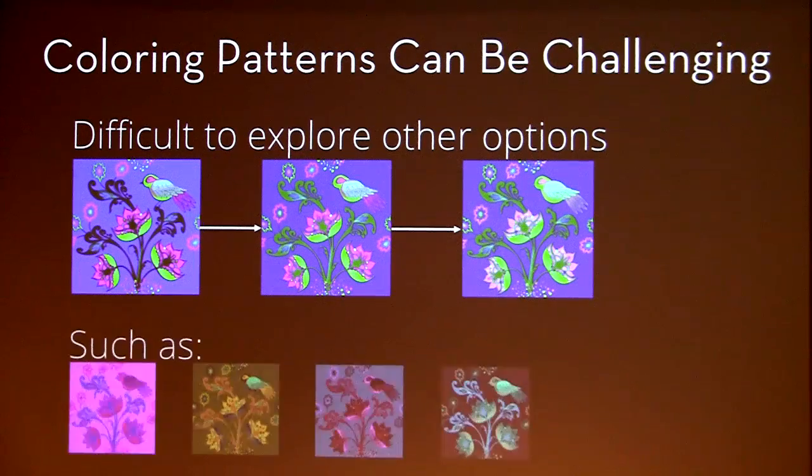By making local tweaks, it can also be difficult to explore other farther away, but also interesting options. For example, these warmer colored patterns. The gold one is actually pretty nice, and it's not something that I might have thought of beforehand. So, how can we better explore the coloring space? Can we have a computational tool help us out?